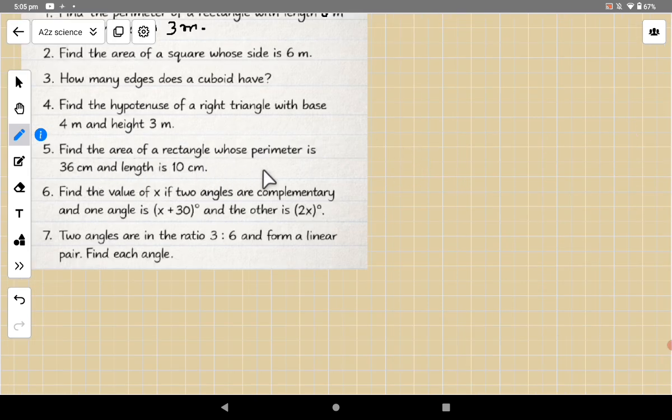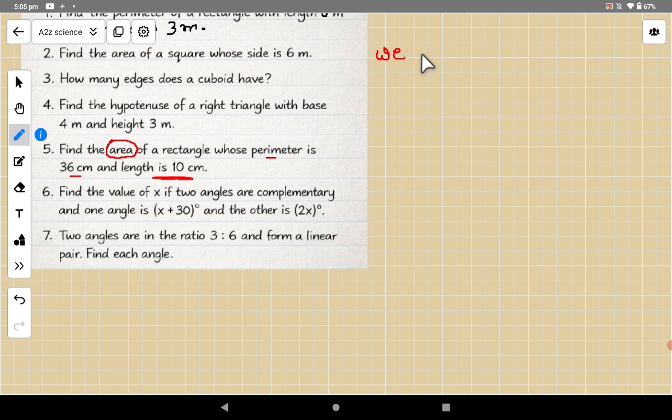Find the area of a rectangle whose perimeter is 36 centimeter and length is 10 centimeter. What do we have to find? We have to find area. To get the area, we need length as well as breadth. But here only length is given. So what do we have to do? We have to find the breadth first.